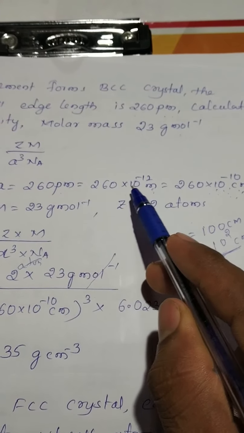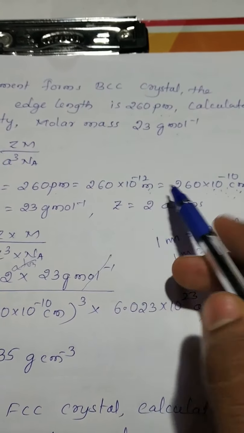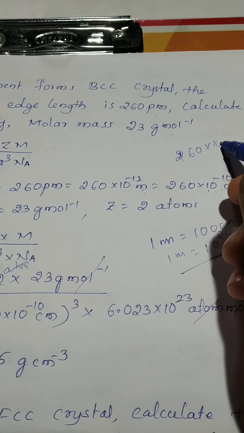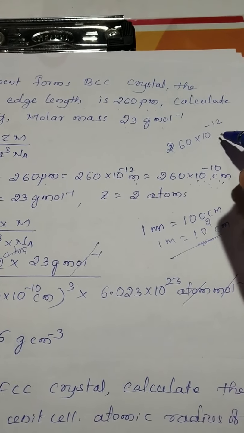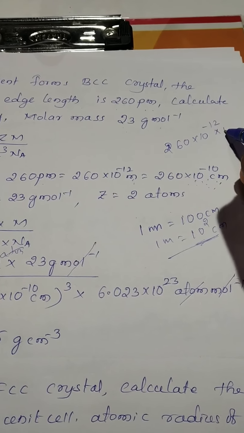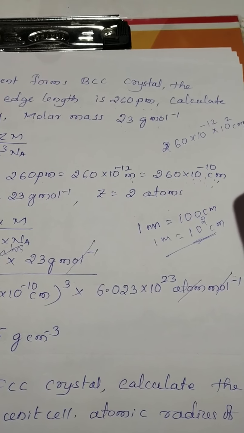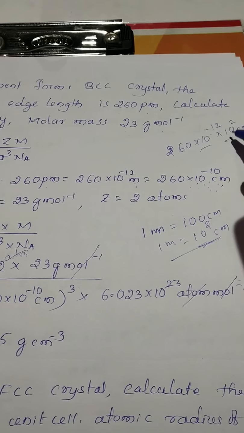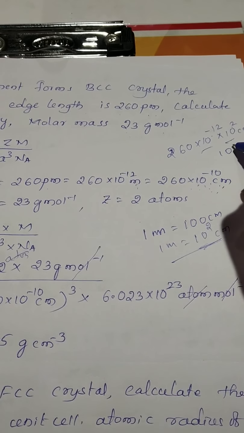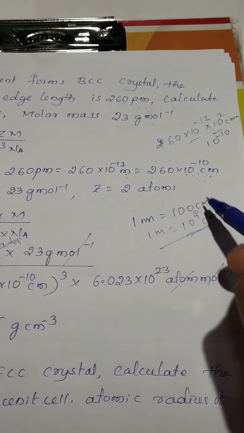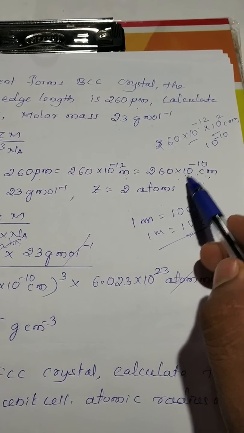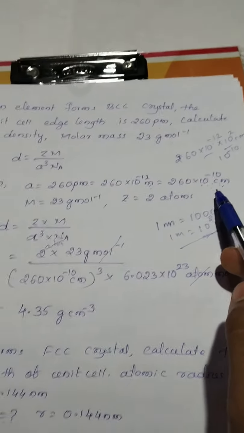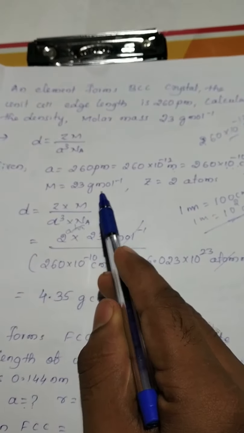So 260 into 10 raised to minus 12 into meter, which means 10 raised to 2 centimeter. Minus 12 plus 2 becomes 10 raised to minus 10. That is what I have written here: 260 into 10 raised to minus 10 centimeter. Picometer is converted into centimeter.